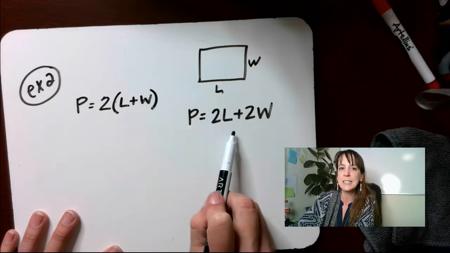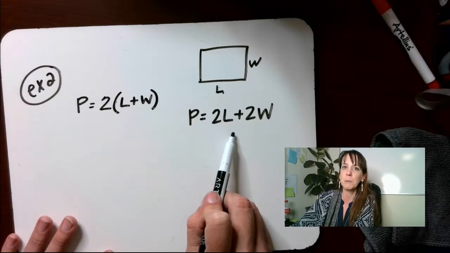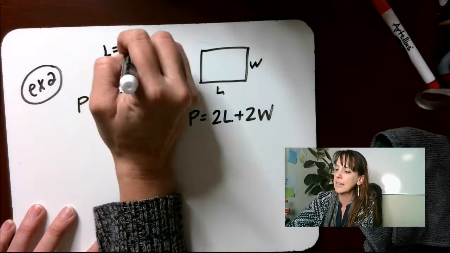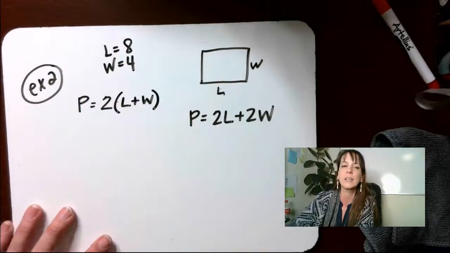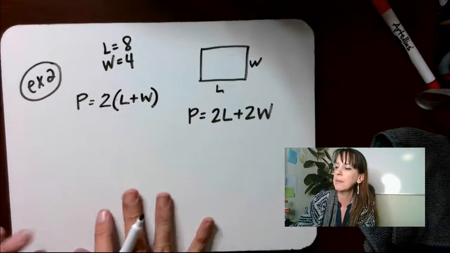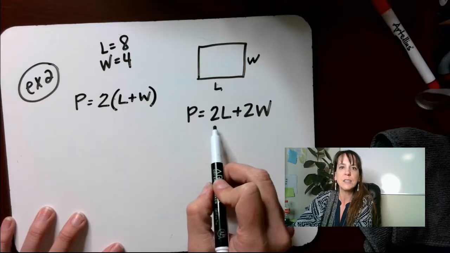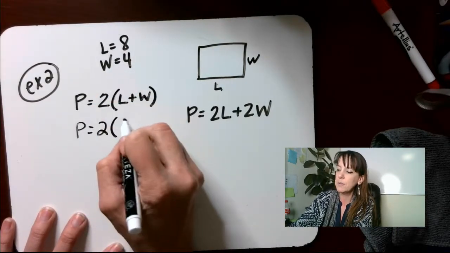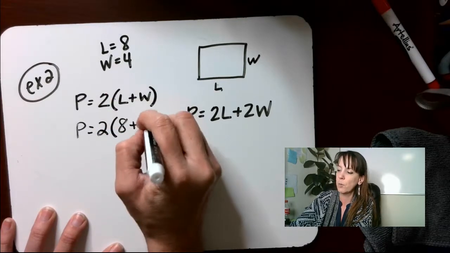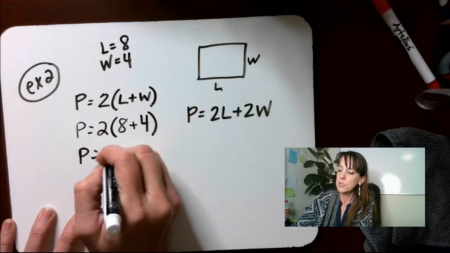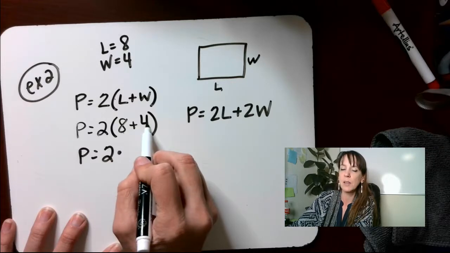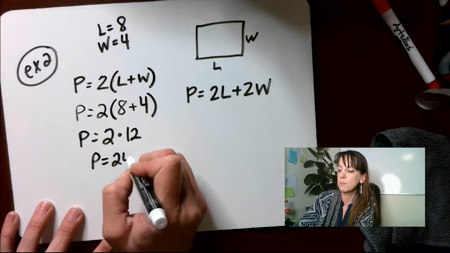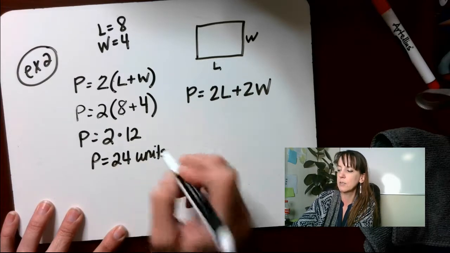What I've just done here is performed what's called the distributive property. So assuming this, let's say that L equals 8 and W equals 4. We're not given any units, so we'll just leave it like that. If I plug these into these two different things, we've got P equals 2, and instead of L, I'm going to put 8 plus W, which is 4. P equals 2 times 8 plus 4, which is 12. P equals 24 units. Since we're not given units, I'm going to say 24 units.